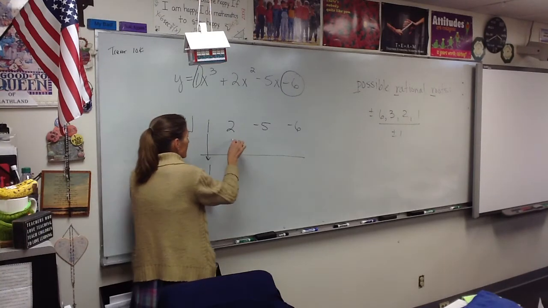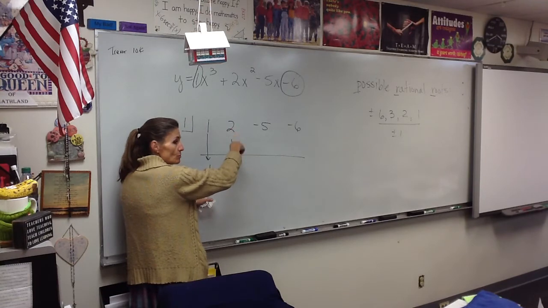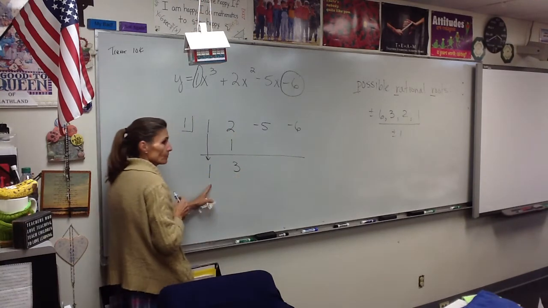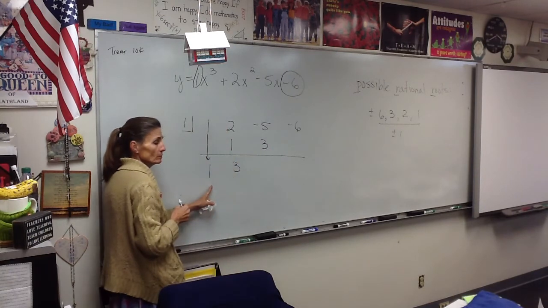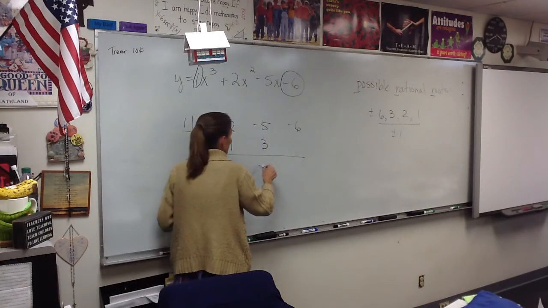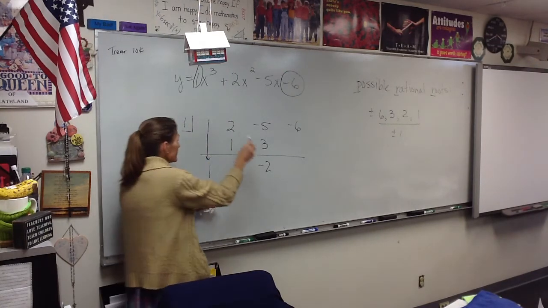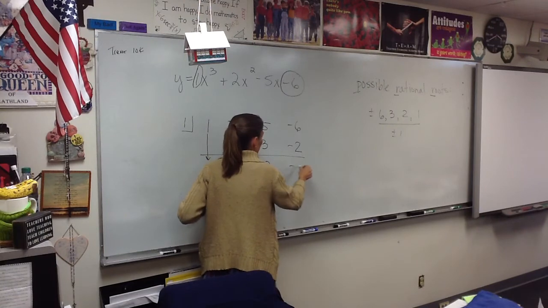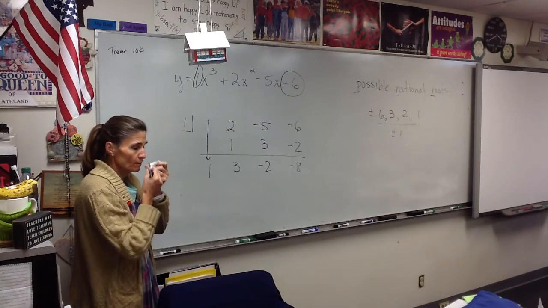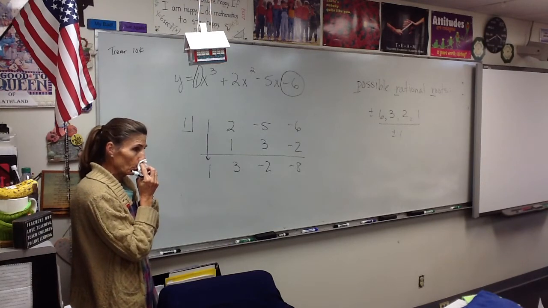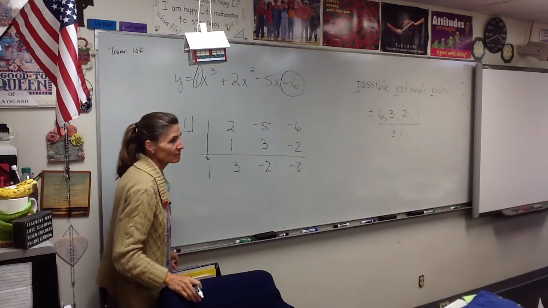1 times 1 and write the answer here. And you add those, so we get 3. Then 1 times 3 and write the answer here. And we add those and get -2. 1 times -2 and add those. Shoot. Drat. I did not find a factor.